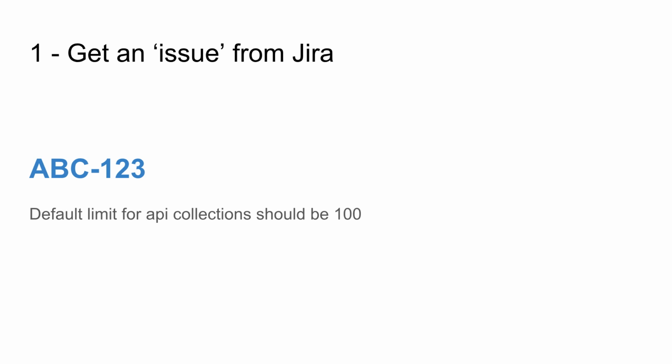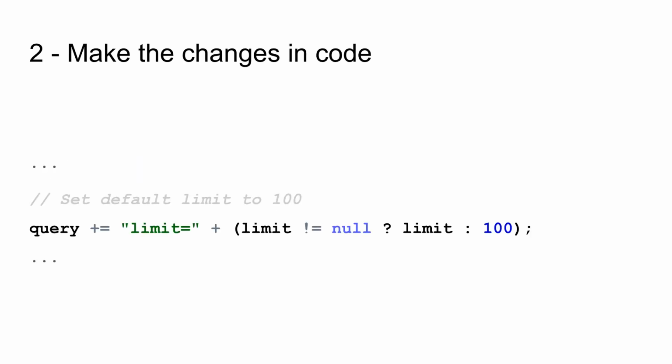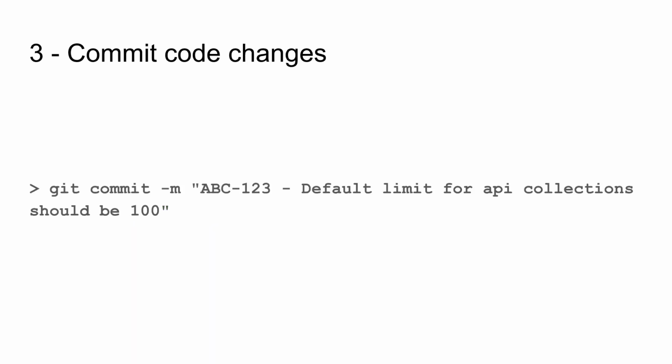So I'll explain. When I show up in the morning, if I don't have anything I'm already working on, I'll go into JIRA and pick one of my tasks. Say I pick ABC-123 to work on for the day. It has a description that I need to set the default limit for API collections. The default limit for API collections should be 100. I'm like, okay, I know how to do that. I've been doing this for a little while now. I know what that means. And so I go into my IDE and make the code change. Super simple, rock star, right?